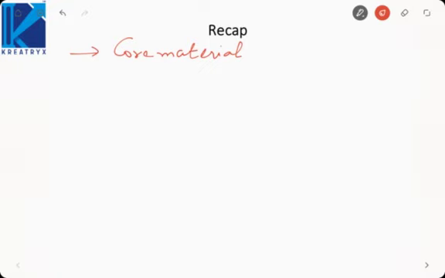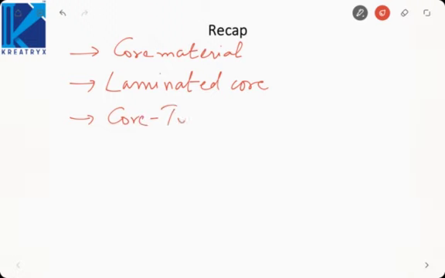Then we saw that we generally use a laminated core. Why do we use laminations? So that we can reduce the eddy current losses, and we use insulators between the two laminations. Then we saw the shape of the core, that is the core type of transformer and the shell type of transformer. We saw that core type was preferred for high voltage low current rating and shell type was preferred for low voltage high current rating.